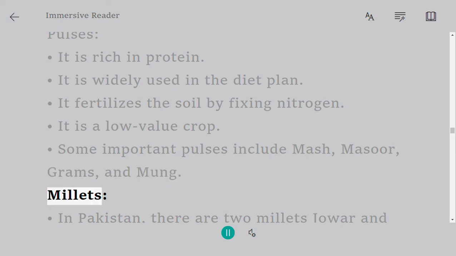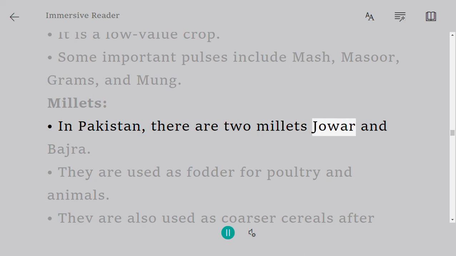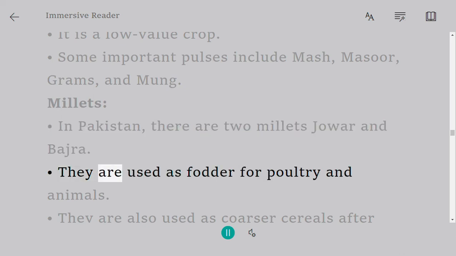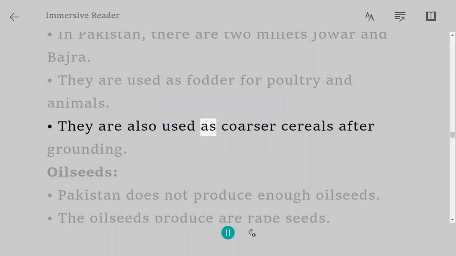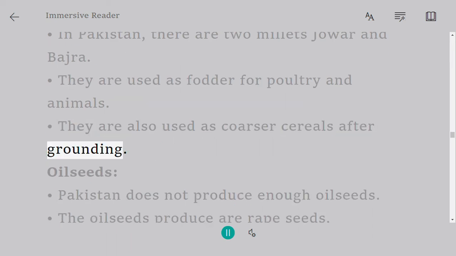Millets. In Pakistan, there are two millets, jowar and bajra. They are used as fodder for poultry and animals. They are also used as coarser cereals after grinding.